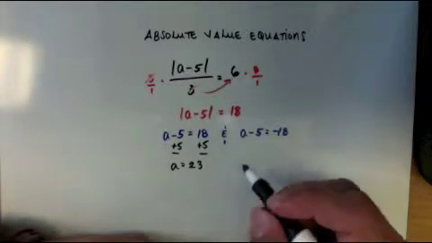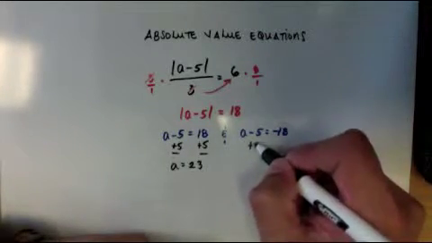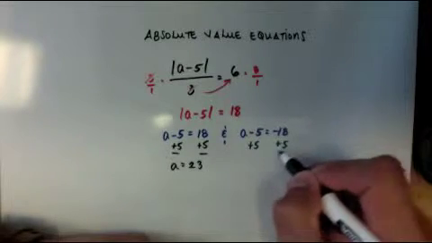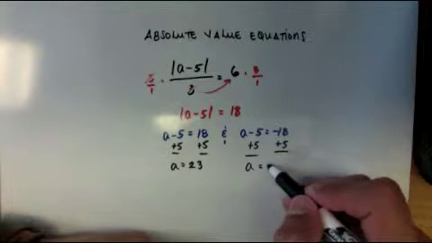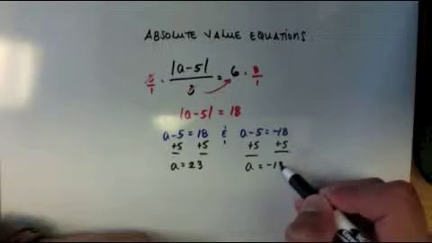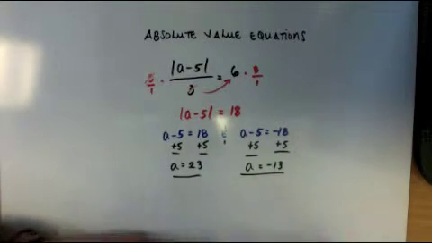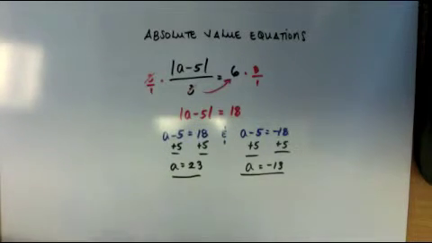Okay. Same thing over here, +5 on both sides. Now we have -18 plus 5. So be careful with that. And that will give you -13. Okay, a different solution. And like always, we want to check it.